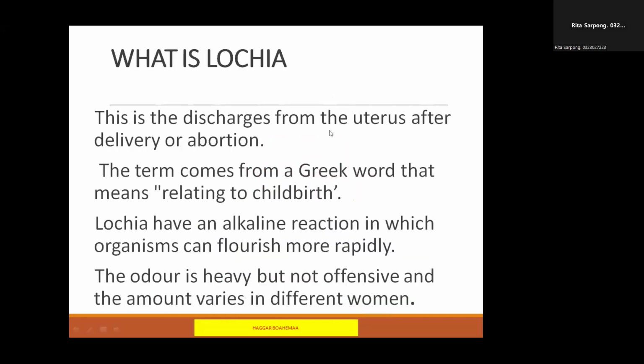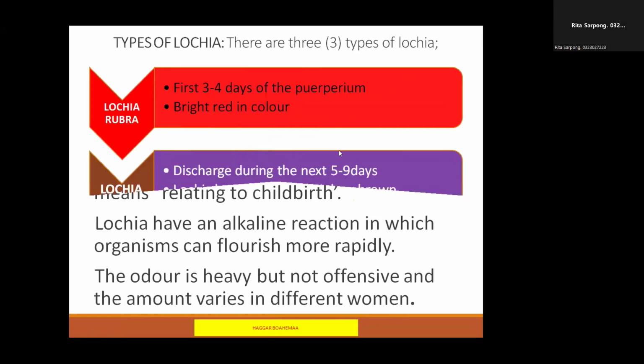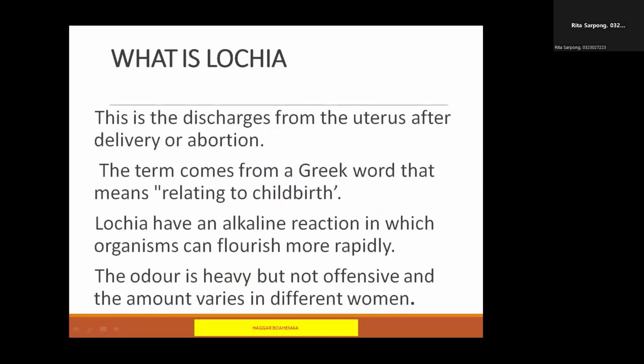Okay. So we are back to the lochia. And what is lochia? When I was talking about the ischemia, you remember I talked about discharges coming from the uterus after delivery or abortion. Somebody would define lochia as discharge coming from the vagina. Please, it is not coming from the vagina, it is coming from the uterus. And the term comes from a Greek word, which means relating to childbirth or maybe abortion. And we said lochia is alkaline.